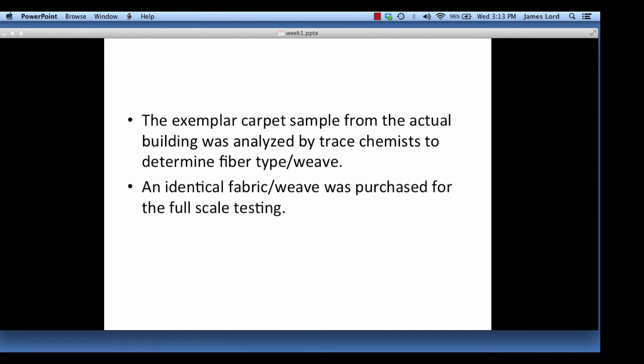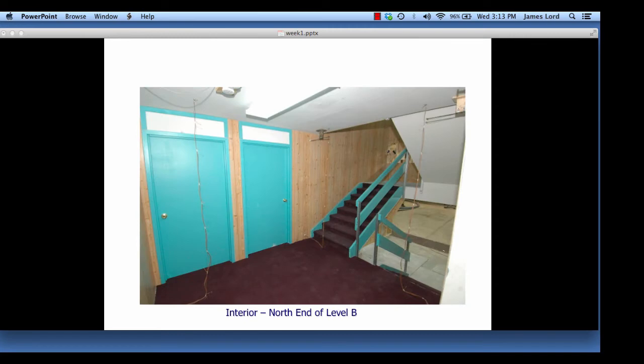In this case, the exemplar carpet sample was picked out, I believe it was a looped weave nylon carpet. So just back inside, you'll also notice we have some smoke detectors. These two doors here are the doors to the units at the end of the hall. So this one on the left would have corresponded to the apartment below the first victim, and then there's the apartment next door.